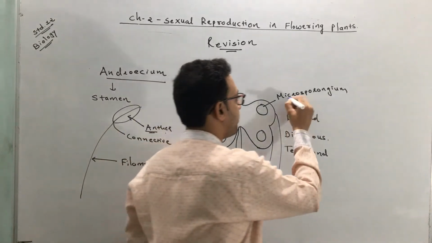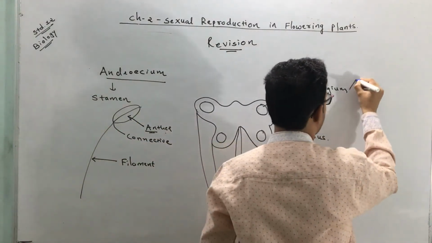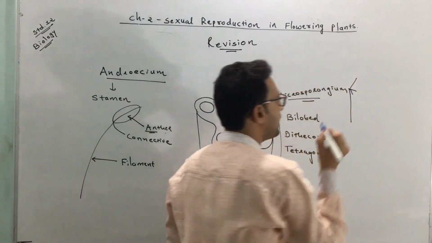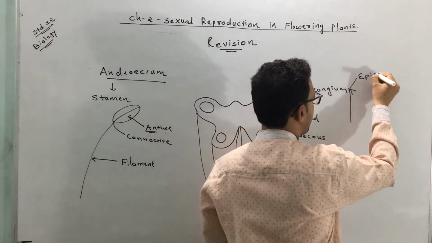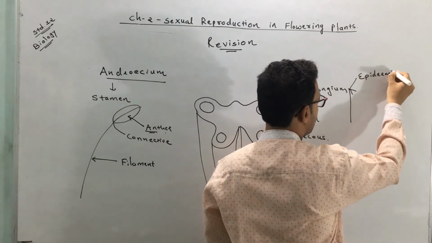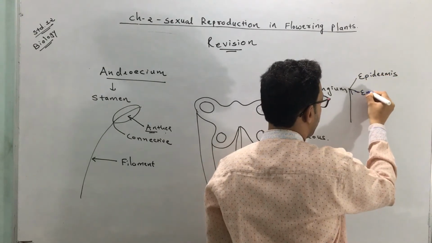Now, if we see the structure of the microsporangium, it consists of 4 layers. How many layers? 4 layers. The first one is called epidermis. The second one is called endothecium.